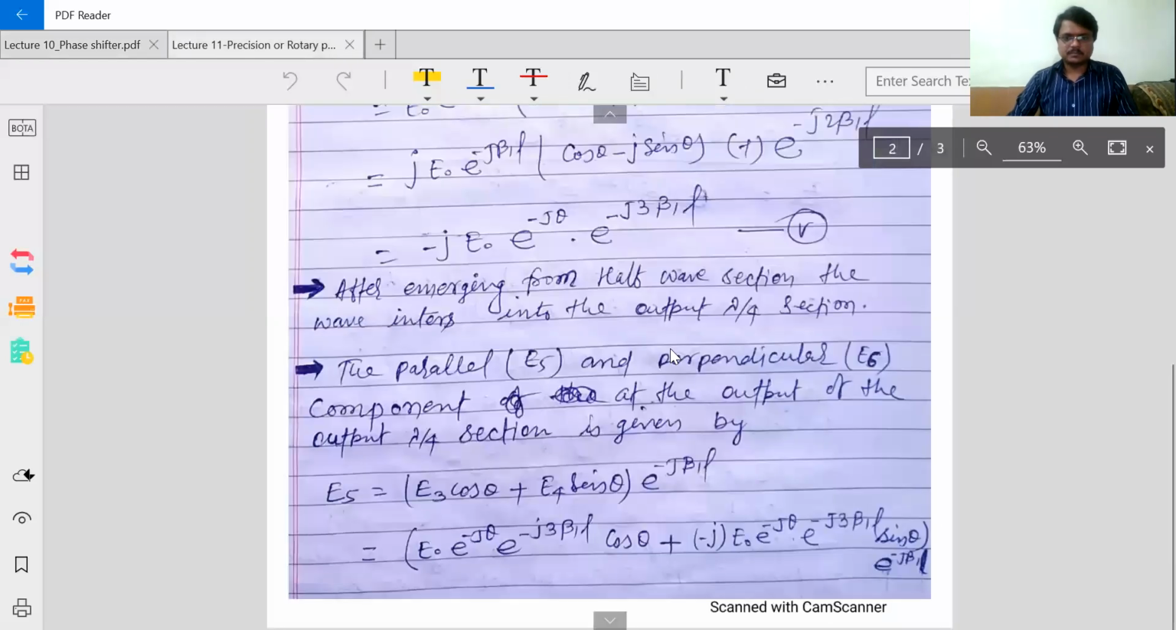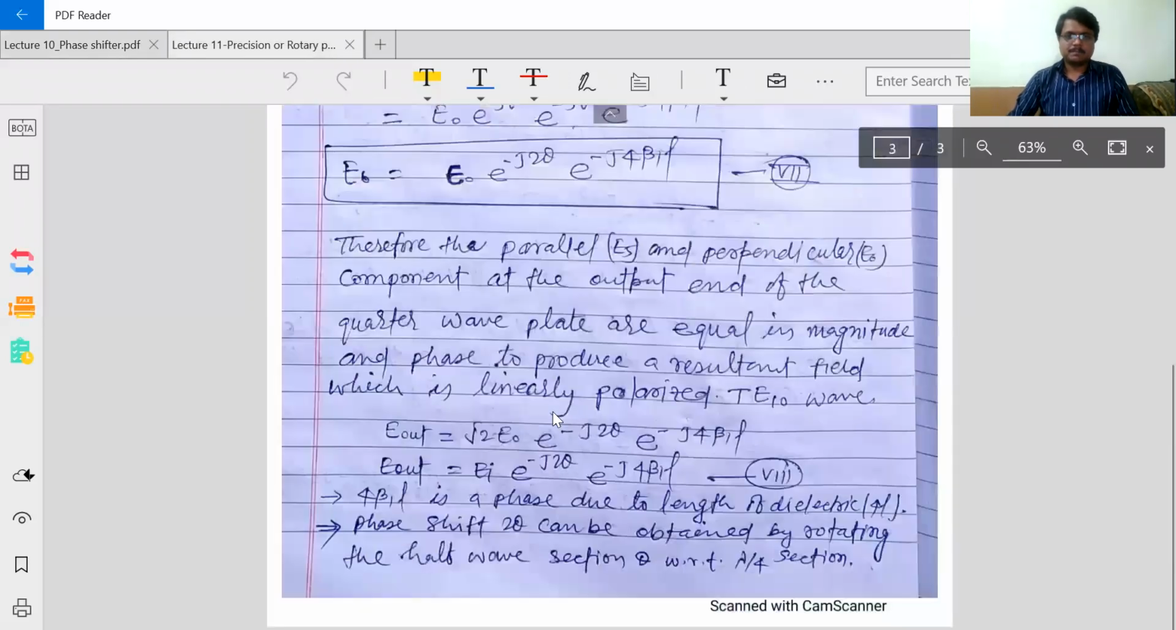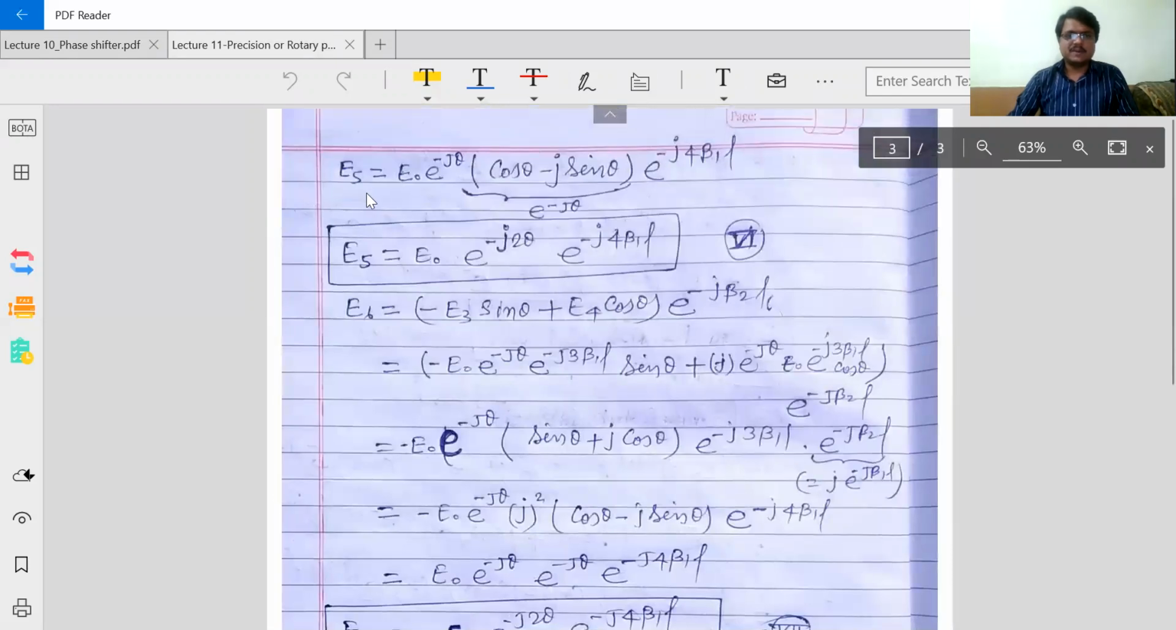So it may also be written as E5 e to the power minus j theta, cos theta minus j sin theta, e to the power minus j 4 beta 1 L. It is very simple, and this cos theta minus j sin theta may also be written as e to the power minus j theta. This is also e to the power minus j theta. So it will be e to the power minus j 2 theta, and e to the power minus j 4 beta 1 L. So this is E5.